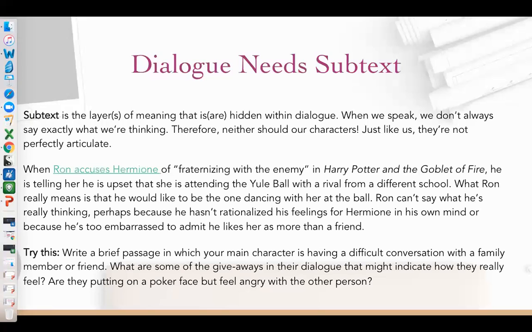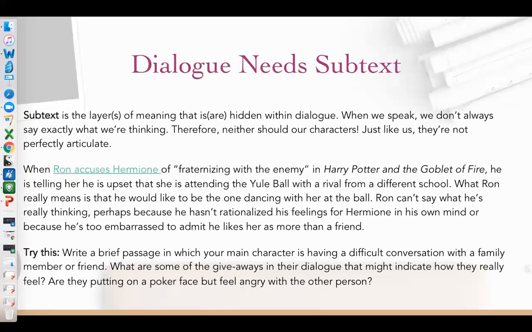And then I like this example from Harry Potter. Ron accuses Hermione, I cannot say that name for the life of me, of fraternizing with the enemy. Not because she actually was hanging out with the enemy, but because she attended a ball with some different guy and he wanted to be the one dancing with her. He can't say what he's really thinking because he either hasn't rationalized his feelings or he's too embarrassed to admit that he likes her as more than a friend, of course, early on.